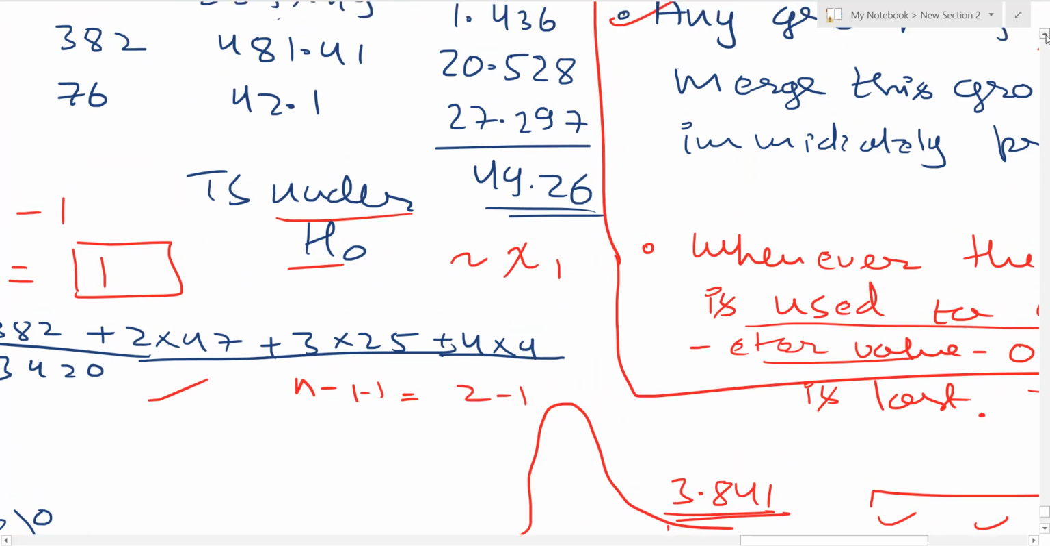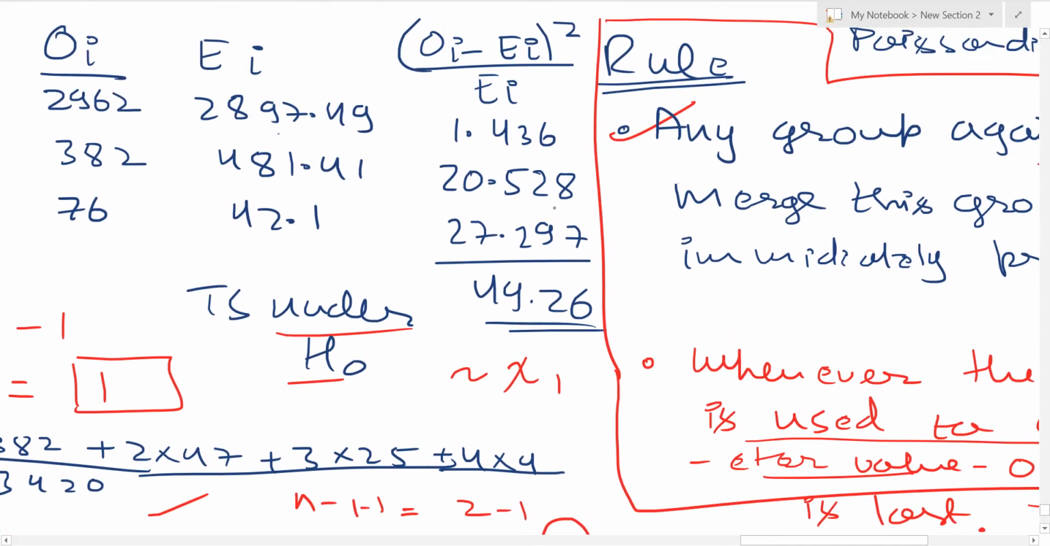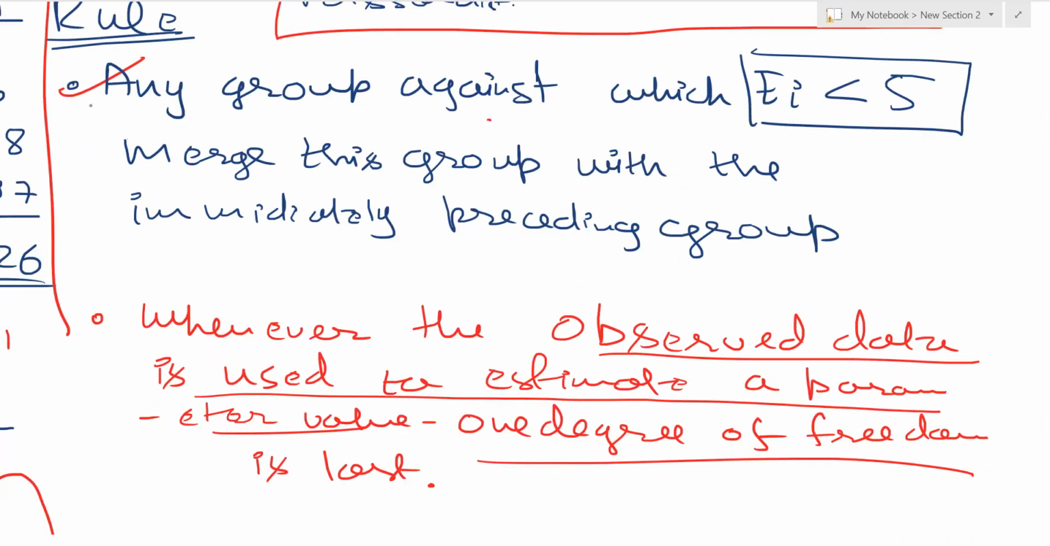Now I'll discuss these two rules again that I have given you. These are important, you have to always remember them. I've already discussed the logic for the first rule. Any group against which EI is less than 5 will be merged with the preceding group. The reason is that when EI is less than 5, it inflates the test statistic. So we merge it with the previous group in order to increase the value of EI, so that it is not too small and unnecessarily inflating the test statistic. Second, whenever the observed data is used to estimate the parameter value, 1 degree of freedom is lost.